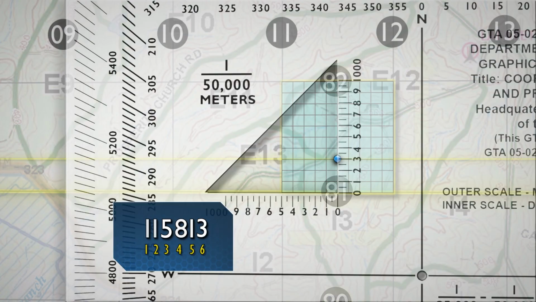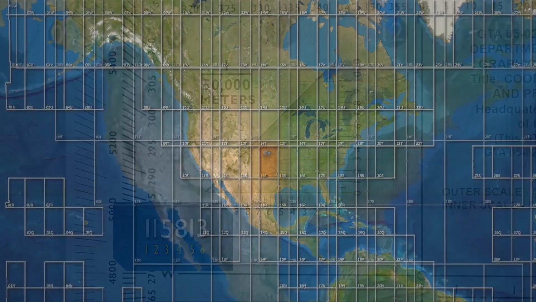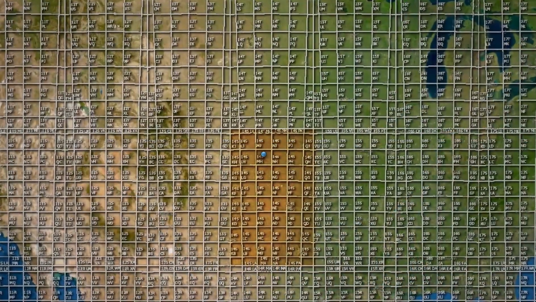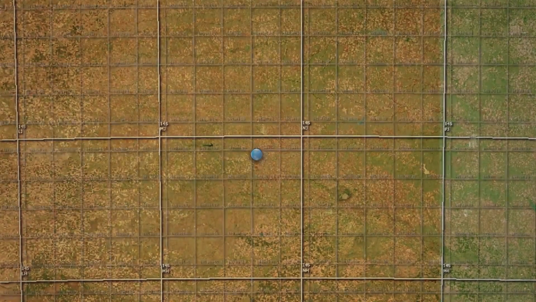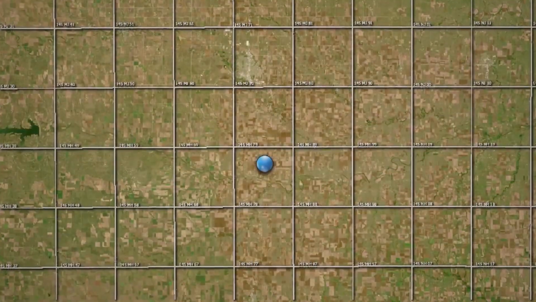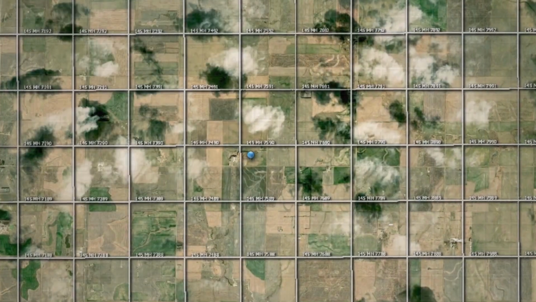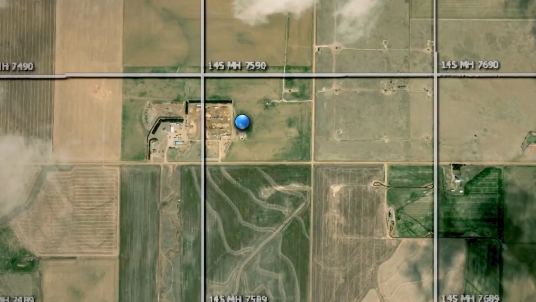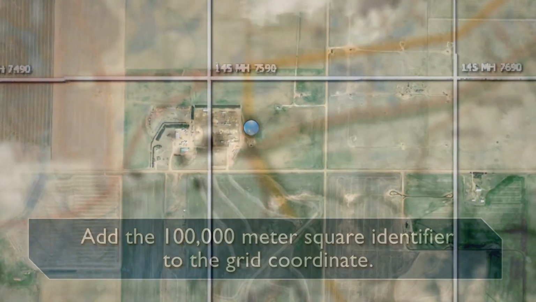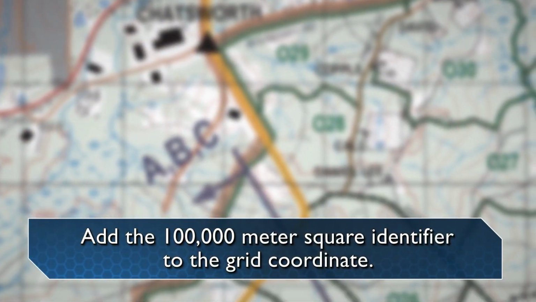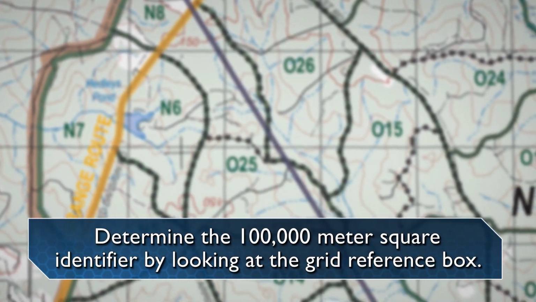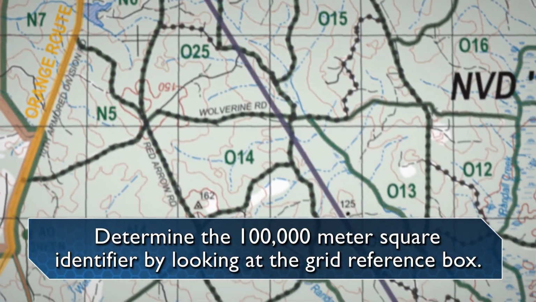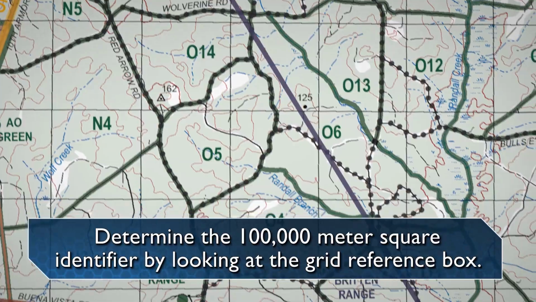There is a 100,000 meter square identifier, represented as a series of letters associated with each 100,000 meter square grid in the military grid reference system. Determining a location's 100,000 meter square identifier and adding the identifier to your grid coordinate allows you to specify and communicate a location on a map with greater precision. Add the 100,000 meter square identifier to the determined grid coordinate. Determine the 100,000 meter square identification by looking at the grid reference box in the margin of the map.